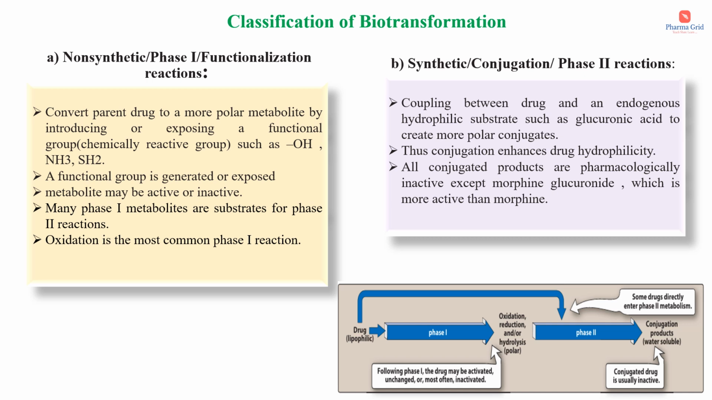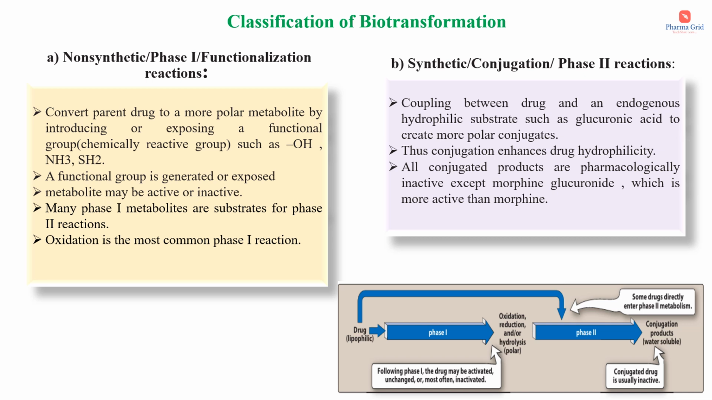The next reaction is phase 2. It is also known as synthetic or conjugation reaction. Here there is coupling between the drug and an endogenous hydrophilic substrate such as glucuronic acid to create more polar conjugates. Thus, conjugation enhances drug hydrophilicity. All conjugated products are pharmacologically inactive except morphine glucuronide, which is more active than morphine.